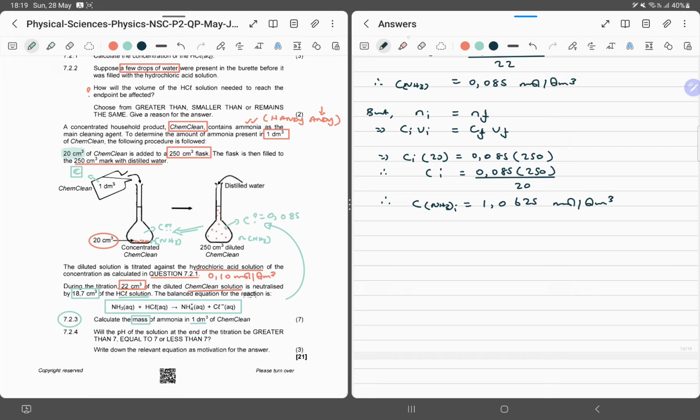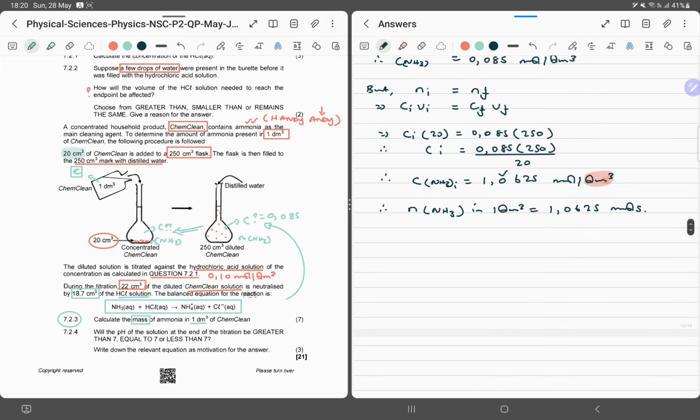Now you can see this is per decimeter cubed. That means in 1 decimeter cubed we have how many moles? We've got that moles. So we can say, therefore, the number of moles of ammonia in 1 dm cubed is going to be 1.0625 moles. Right, that is the most important thing. You get me. And then what is the story?